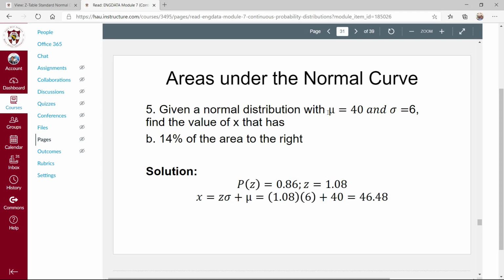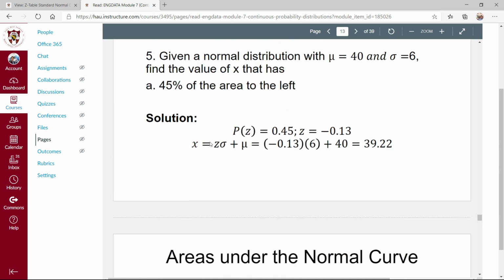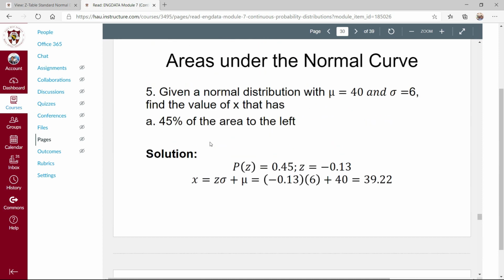Okay, continuing with our discussion, areas under the normal curve. So problem number 5. Given a normal distribution with mean of 40 and standard deviation of 6, find the value of x that has 45% of the area to the left.